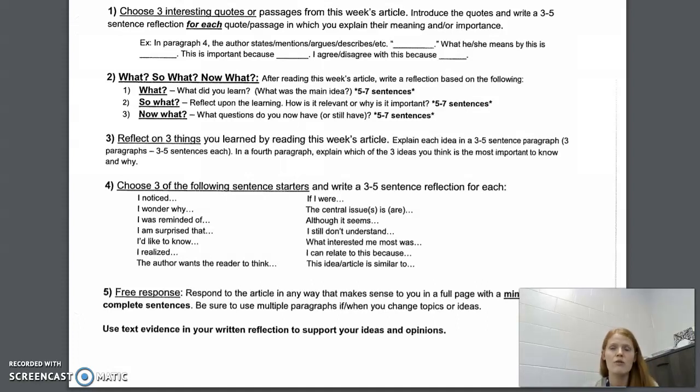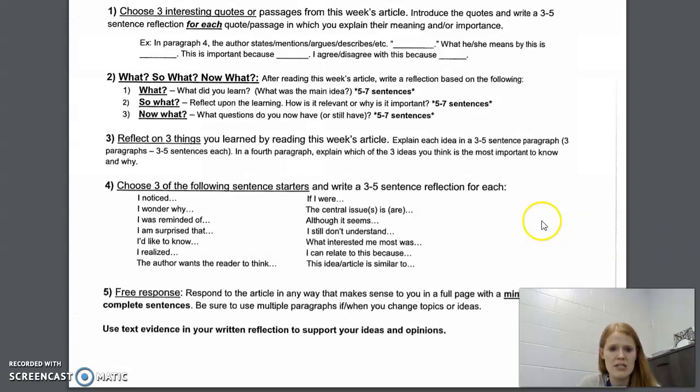A written reflection is not the same thing as a summary, and please understand that. I am not asking you to just summarize the article, okay? I'm going to read the article. I know what the article is about. You don't need to summarize the article, okay? What I do want is for you to react to the article. I want to know what you think about the article.